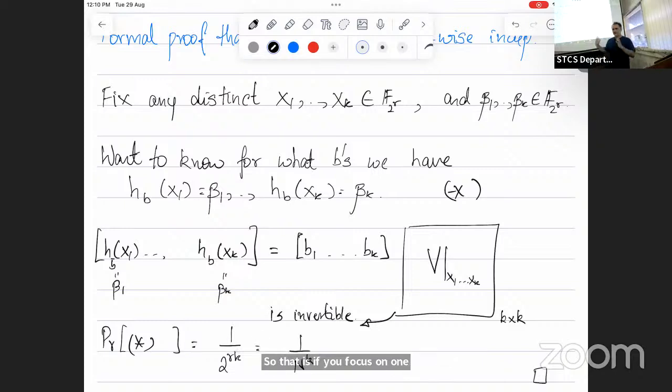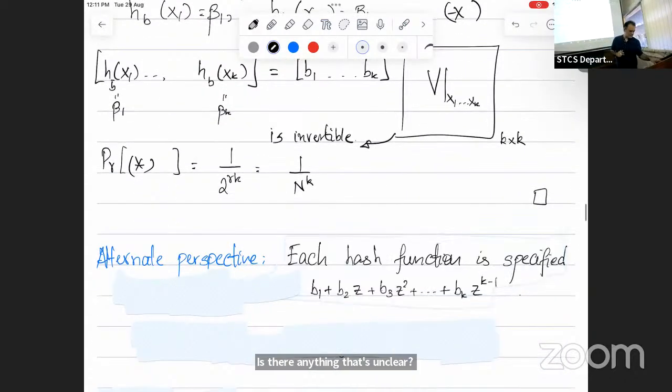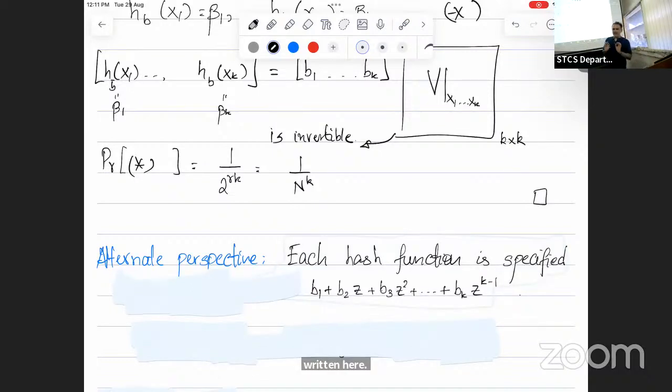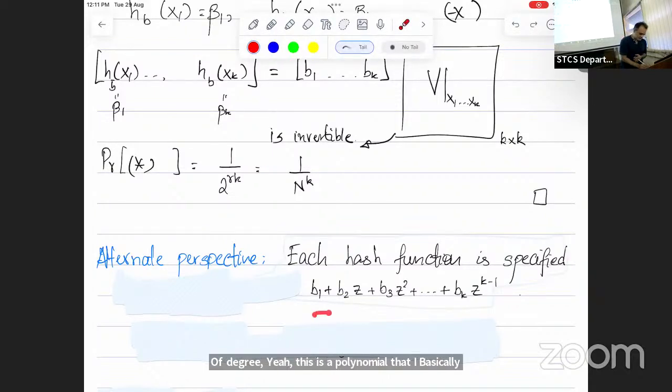Maybe this is a good point to pause and find out if there are any questions, anything that's unclear. Maybe it's a good thing to take an alternate perspective, which is often convenient if it helps. One way to imagine this is that every hash function was given by k coordinates. I'm going to mentally think of these k coordinates as the coefficients of a polynomial of degree k minus 1. This is the polynomial that I'm basically focusing on.